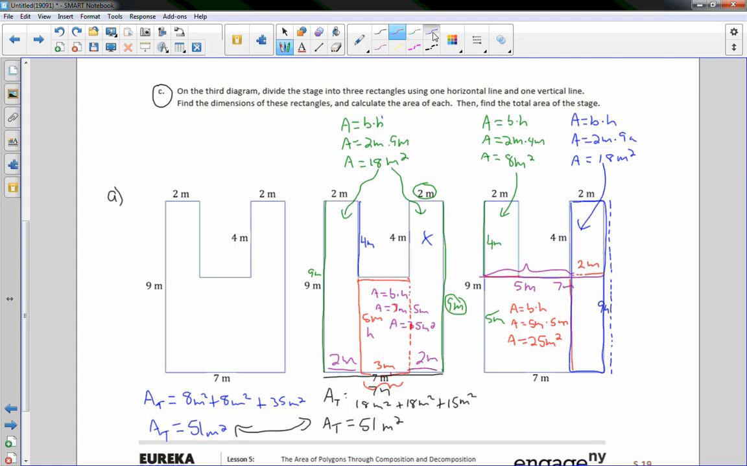So now I'm going to calculate the sum. The area total will be the 3 rectangles, which is 8 meters squared plus 18 meters squared plus 25 meters squared. So the total area is 8 plus 18, which is 26, plus 25 is 51 meters squared, which is equivalent to both of these. So no matter how you slice it, you still have the same piece of pie.